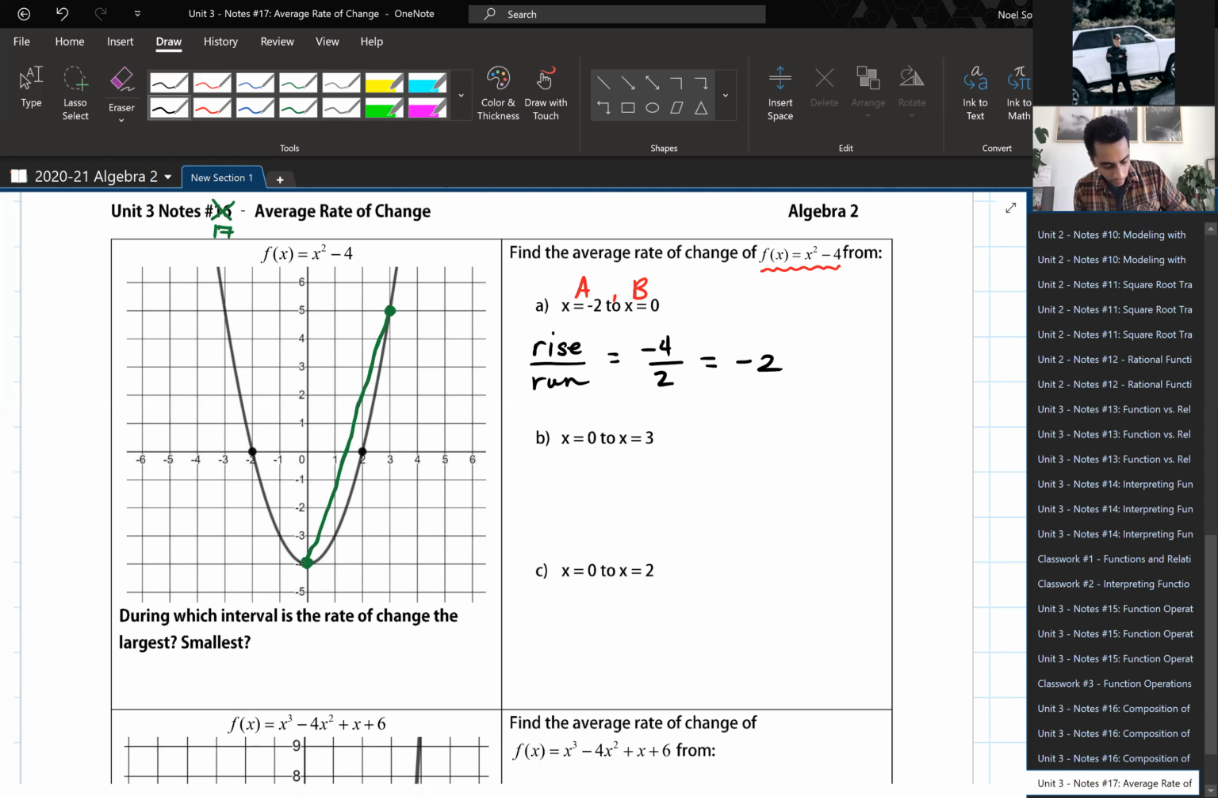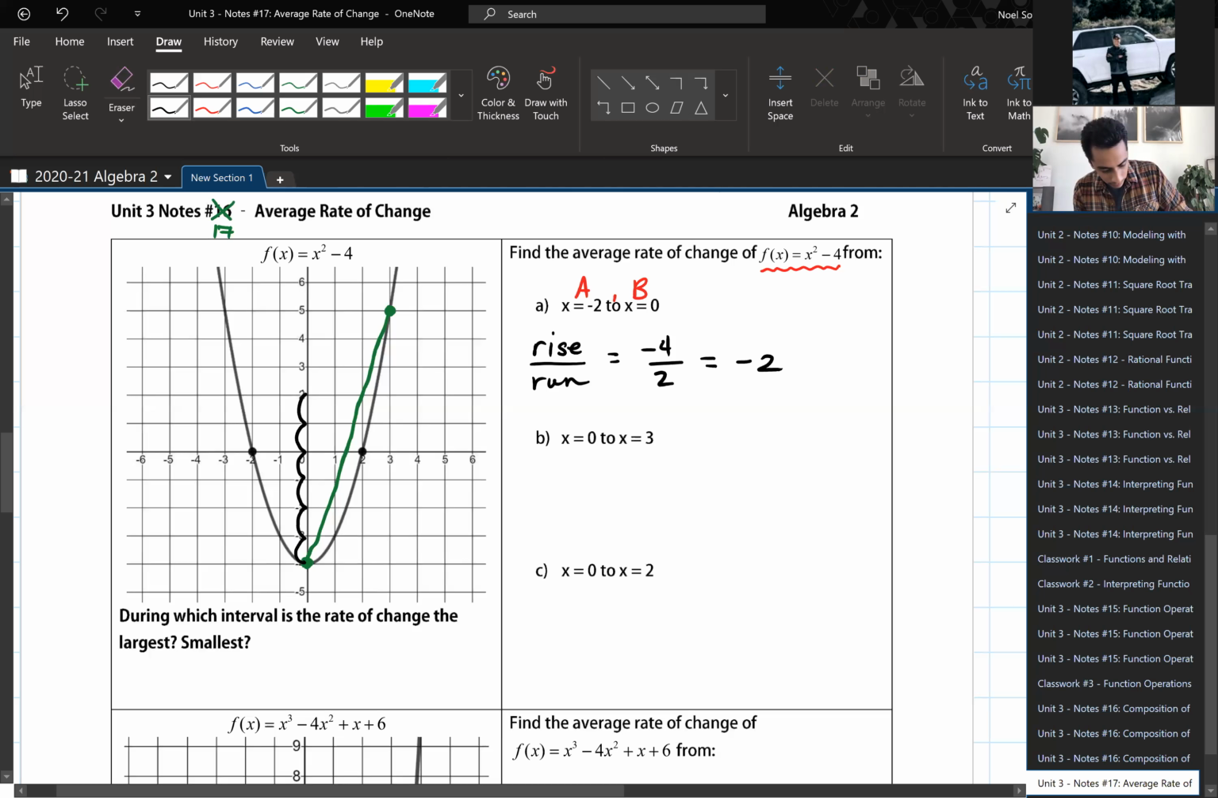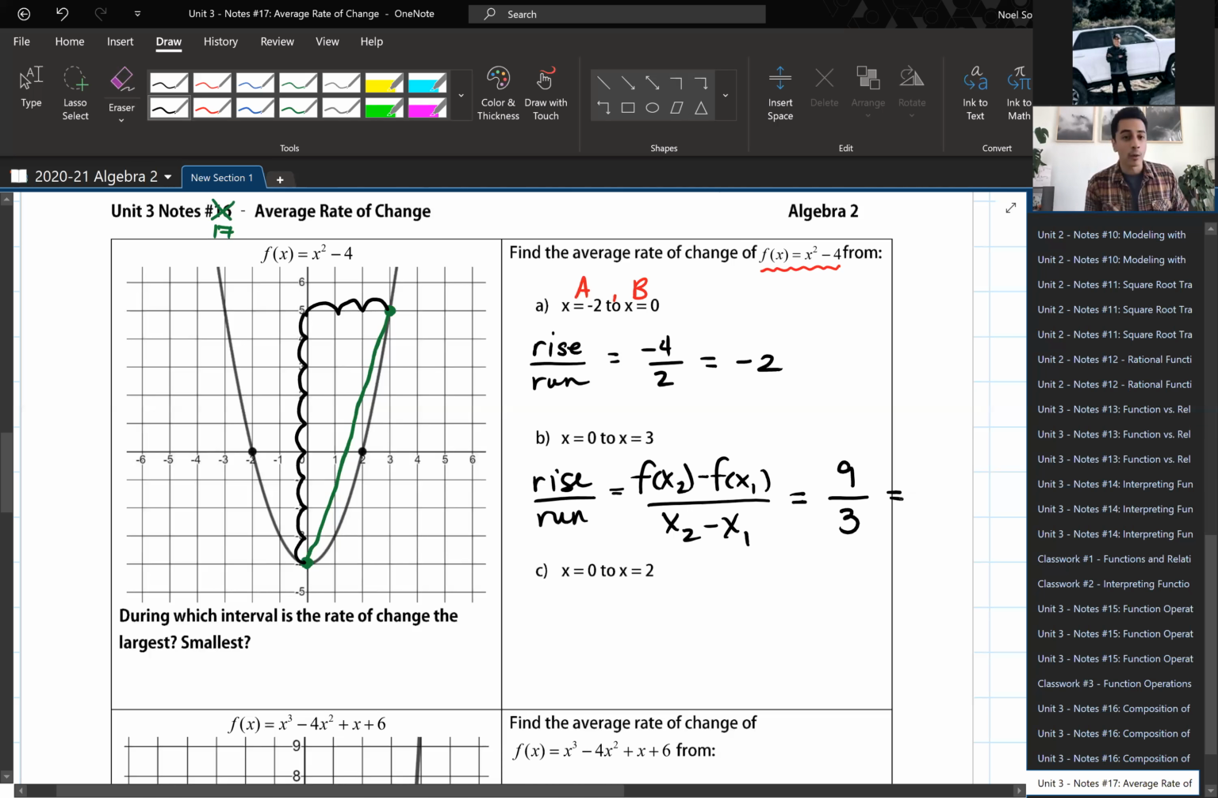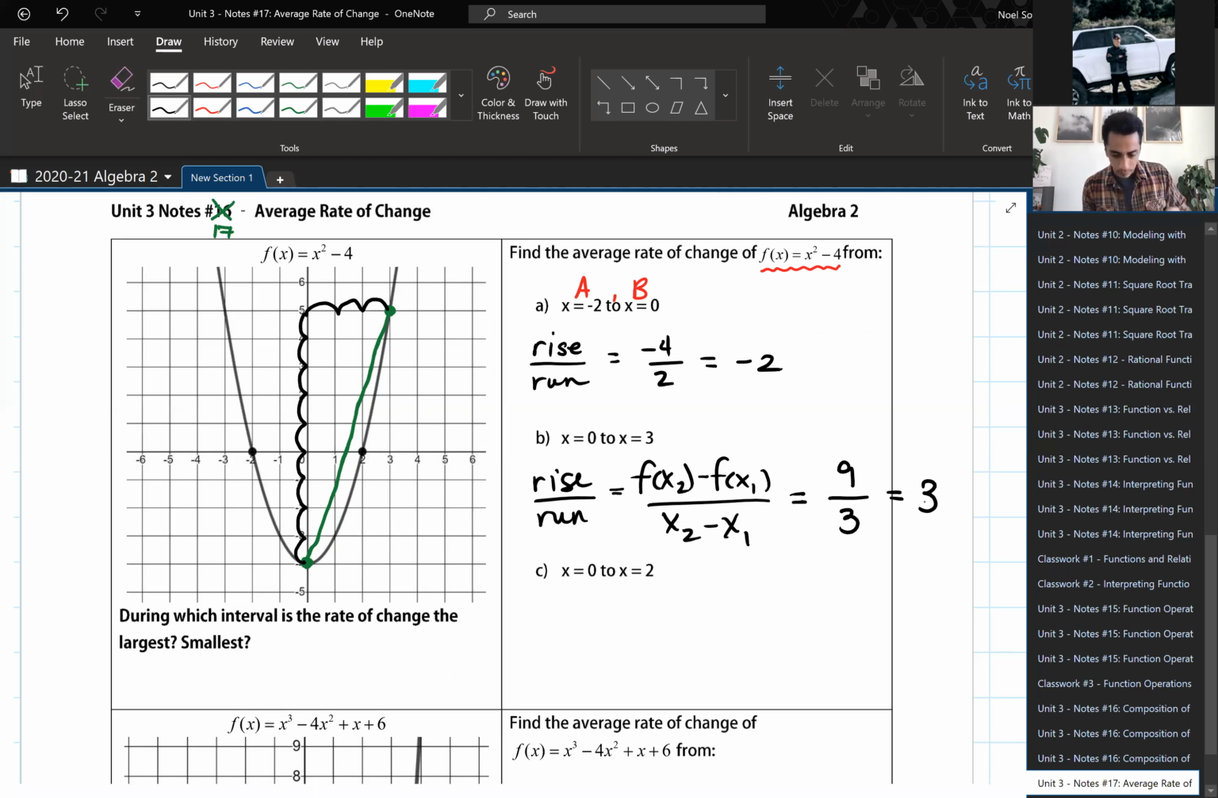So rise over run, let's just count our spaces. 1, 2, 3, 4, 5, 6, 7, 8, 9, right? So my rise in this situation, which again is just f of x2 minus f of x1 over x2 minus x1. Without having to do any algebra, we know that that rise was 9 units. And then the run is 1, 2, 3. So the slope of this secant line, 9 over 3, is just 3. Not terrible, right? It's a lot more simple than what it looks like initially.